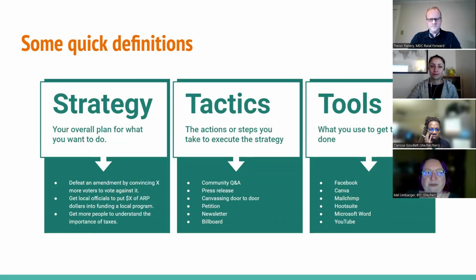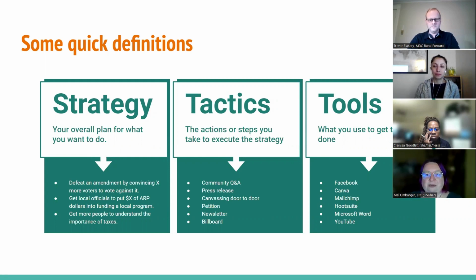When we talk about strategy or strategic plans in communication, we are just talking about your overall plan for what you want to do. It could be something like defeating an amendment by convincing people to vote against it, or getting local officials to put money into a certain thing, like ARP funds. Tactics are the actions or the steps that you use to make that happen.